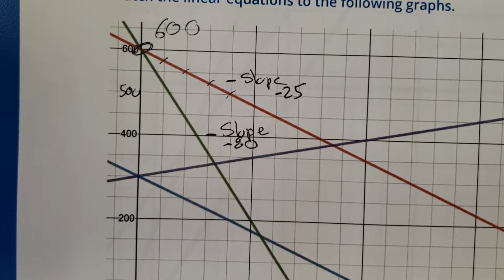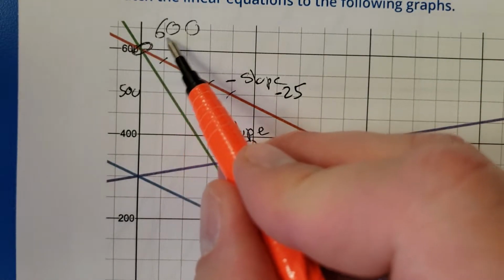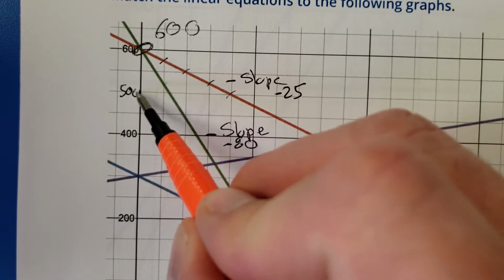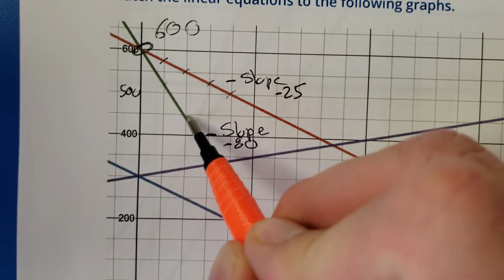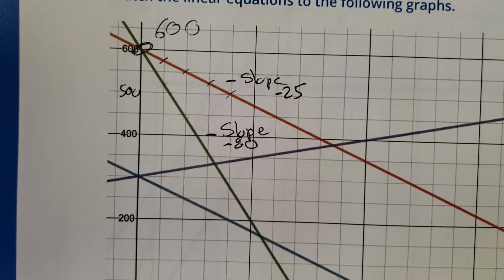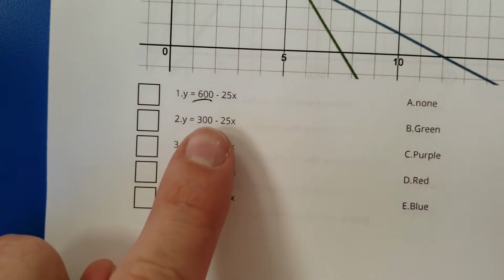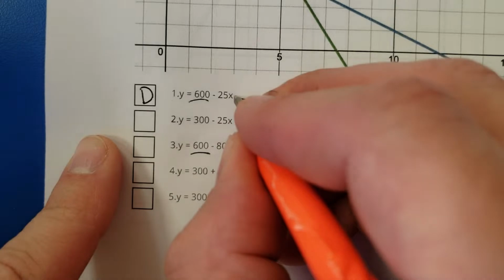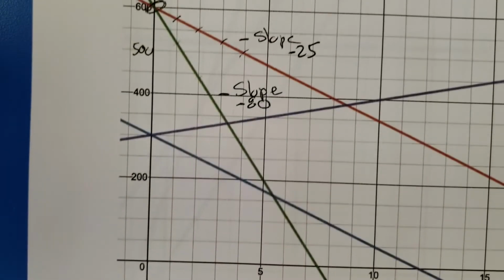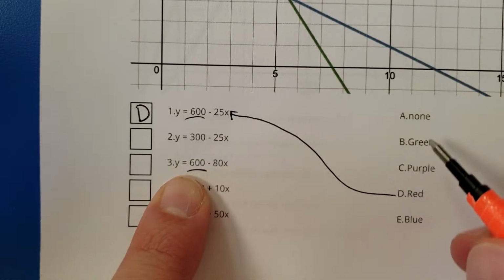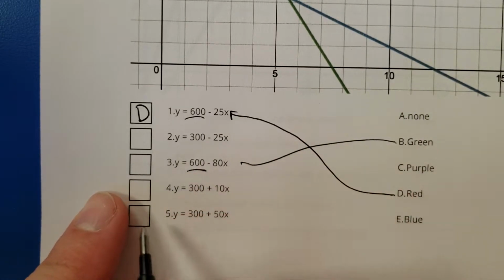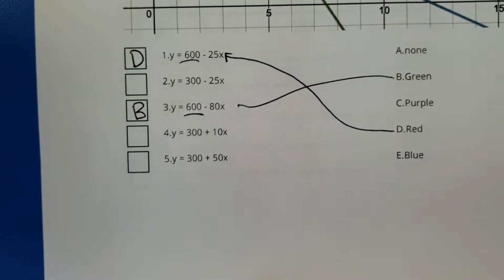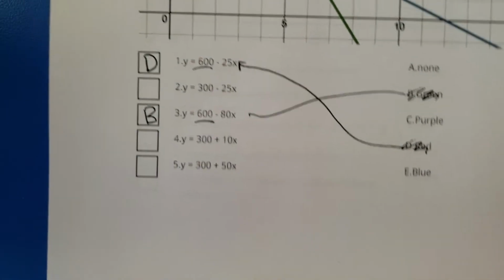So I'm breaking them down by the y-intercepts. They both had a 600 y-intercept and a negative slope, but one has a faster negative slope: over 1, down 80. There's 100, there's 80. So the minus 25 is going to be the red line. 600 minus 25x is the red line, so I'm going to pick D. The minus 80 is the green, so put a B in there. We got 2 of them weeded out already. What do we got next?